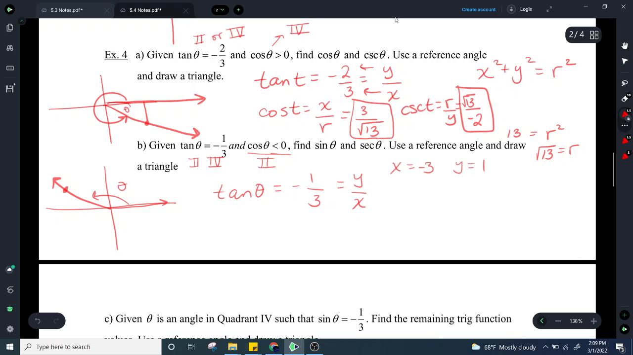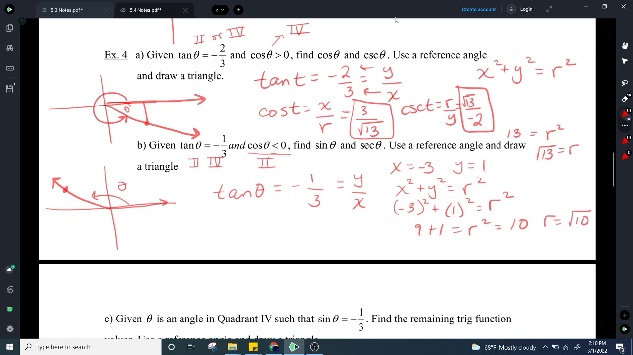Let's go ahead and get the r value. So x squared plus y squared equals r squared. So negative 3 squared plus 1 squared equals r squared. This gives me 9 plus 1 equals r squared, which gives me 10. So that means r is equal to the square root of 10.